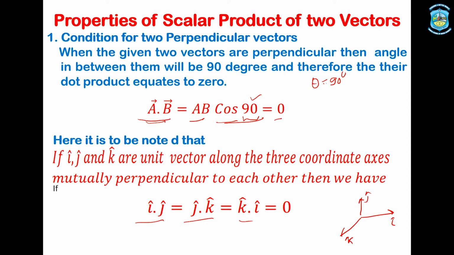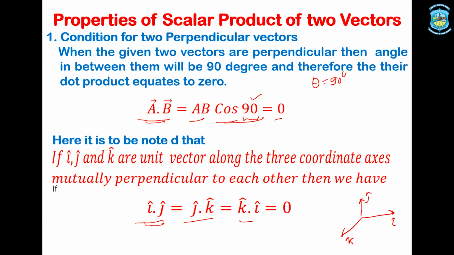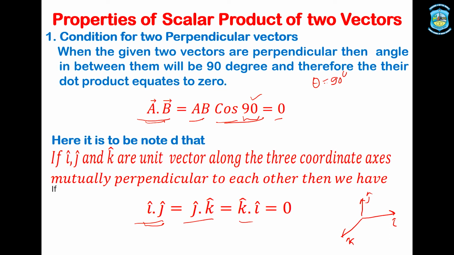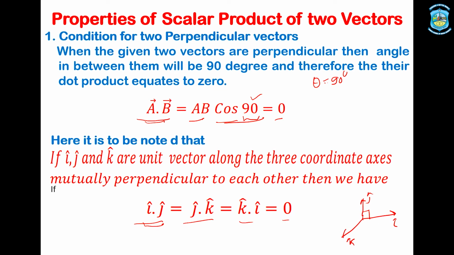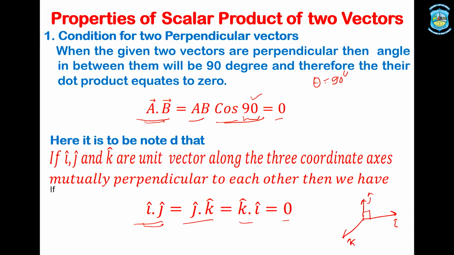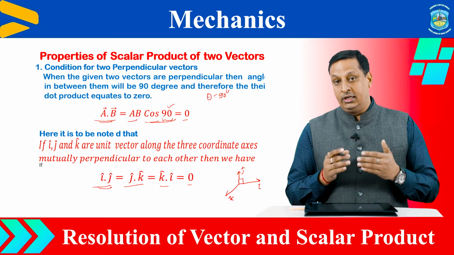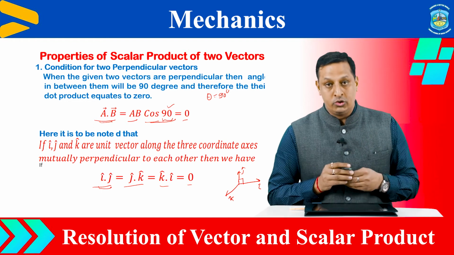These are the unit vectors which act exactly perpendicular to each other. So, if we have to find the dot product between them, suppose between the unit vectors i cap and j cap, which are exactly perpendicular to each other, then it will be equal to 0. Similarly, j dot k and k dot i, as they are forming an angle of 90 degrees with each other, their dot product will also be equal to 0.